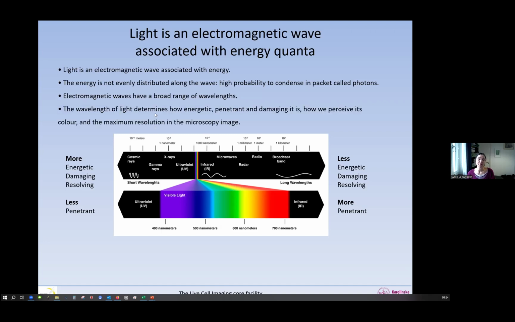So the wavelength of the light determines how energetic, penetrant, and damaging the light is. So that works also for our precious samples, and also how we perceive colors with our human eyes, but also for filters, which we will talk about a lot today. And the maximum resolution in the microscopy image.